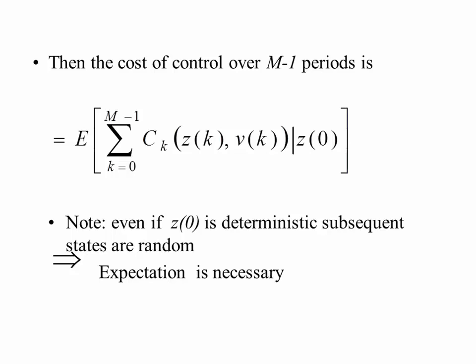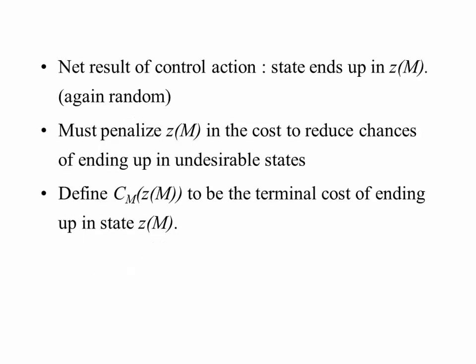But after the m time steps, you stop applying any more control. You've gotten to a particular state, and now you have to penalize that state because you don't want to end up in a bad state. So the net result of the control action will be that the state will end up somewhere, let's say in Z, after capital M time steps. Again, this is also random, so you must penalize this state in the cost to reduce chances of ending up in undesirable states.